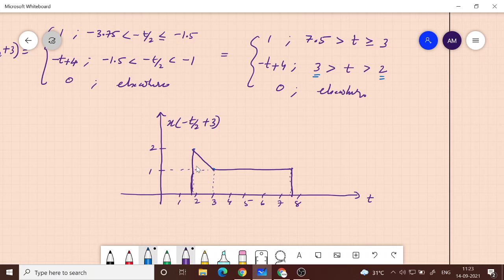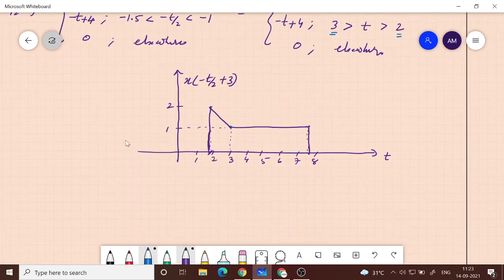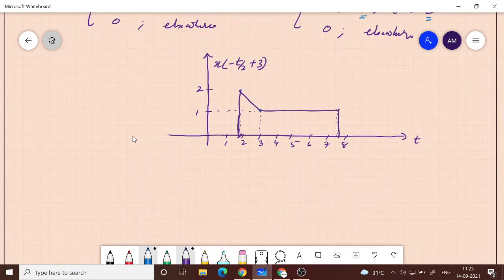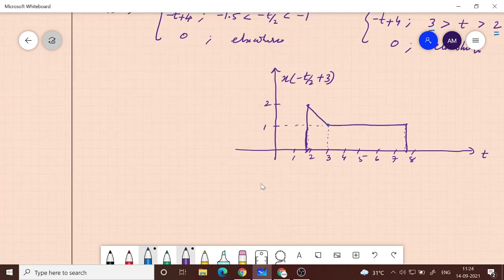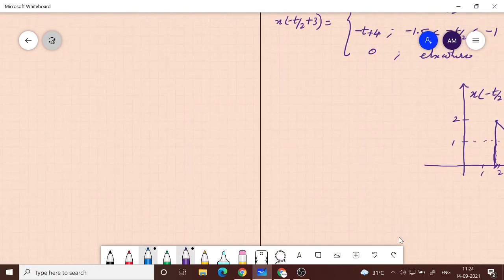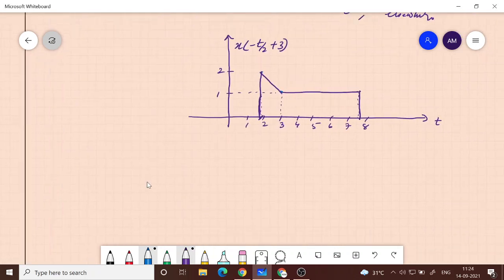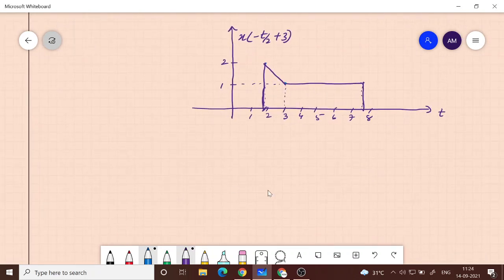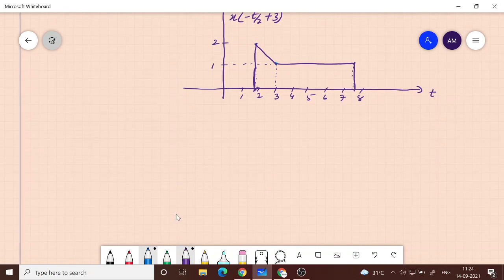Is it what we got earlier? Anybody remember? I think we got it like this after the reflection. So these are two different ways in which you can perform it. Okay. So that is about the different mathematical operations.